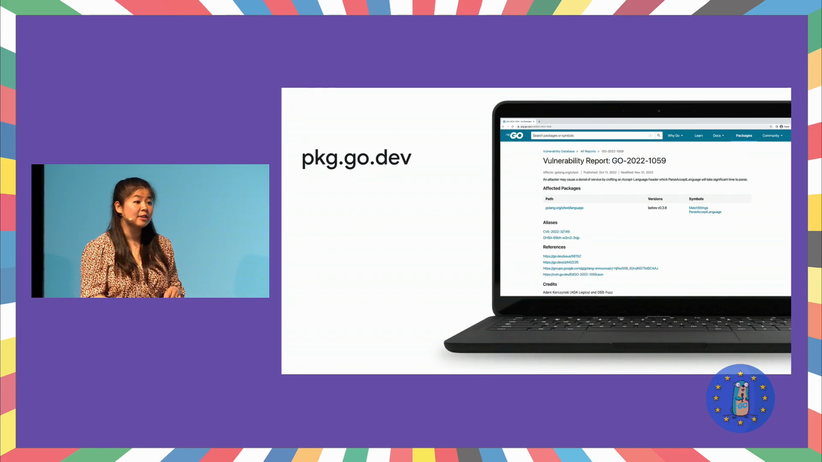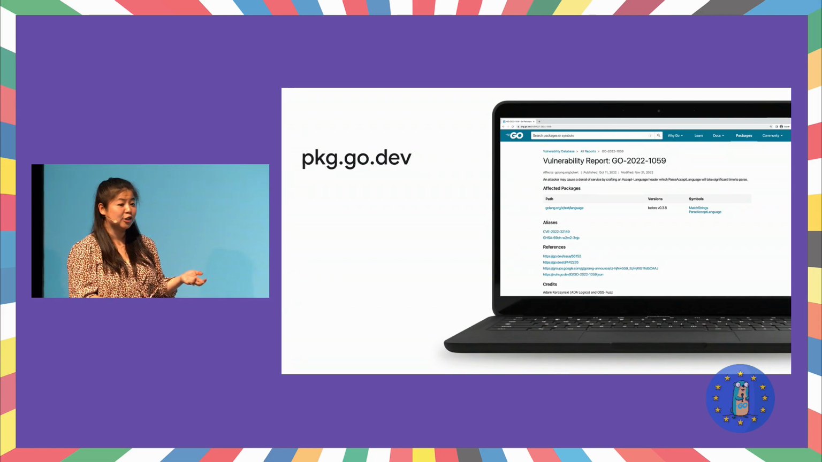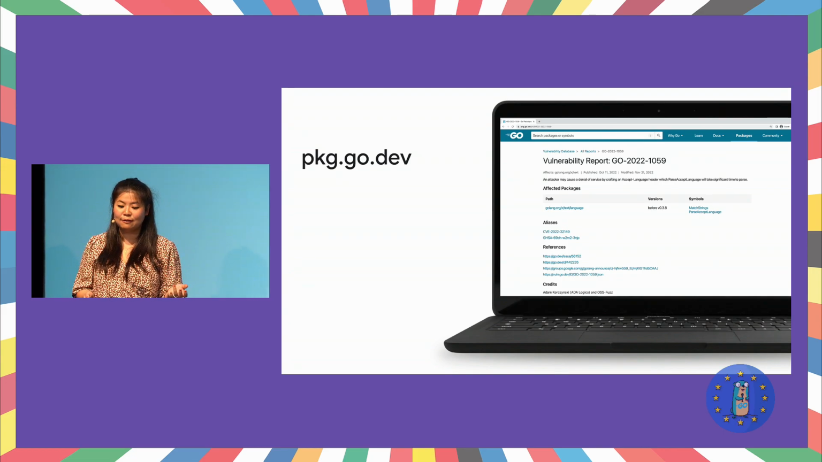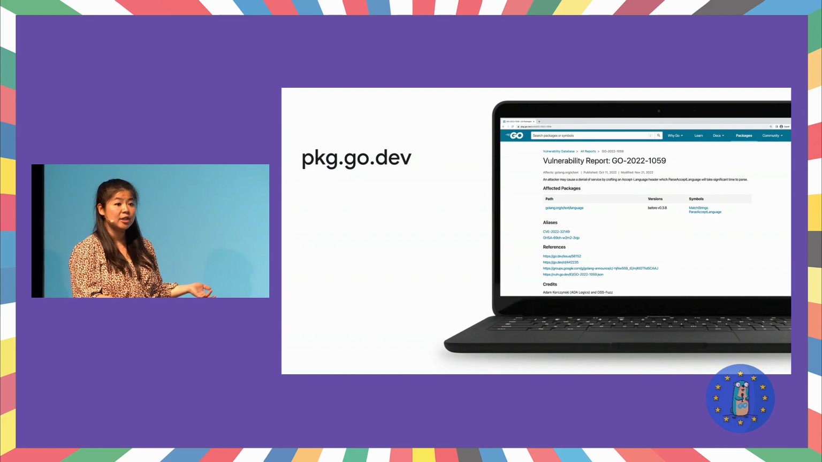The Go package discovery site also has these detailed descriptions for every report that's in the Go vulnerability database so that you don't have to just read the raw JSON. This makes it easier, hopefully, for all of you to browse and read about the vulnerabilities that affect you. And these are the pages that are linked to from the Go vuln check output.